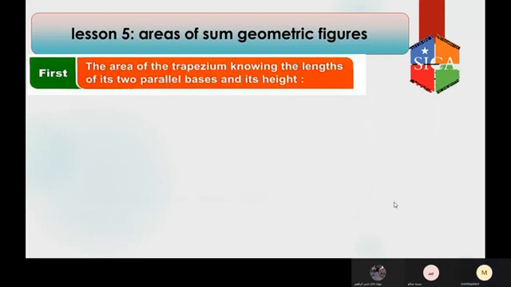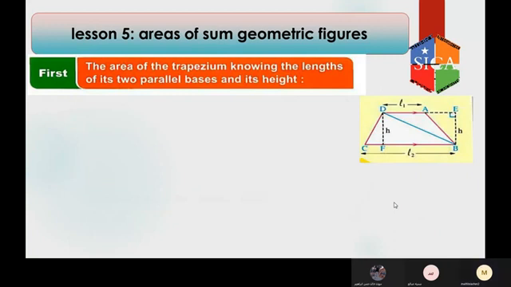Now we'll learn how to get the area of a trapezium, knowing the length of its two parallel bases and its height. In the figure opposite, ABCD is a trapezoid or trapezium, having AD as the small base and CB as the great base. AB and DC are its legs. Where is the height? The height here is H, which is DF or BE.